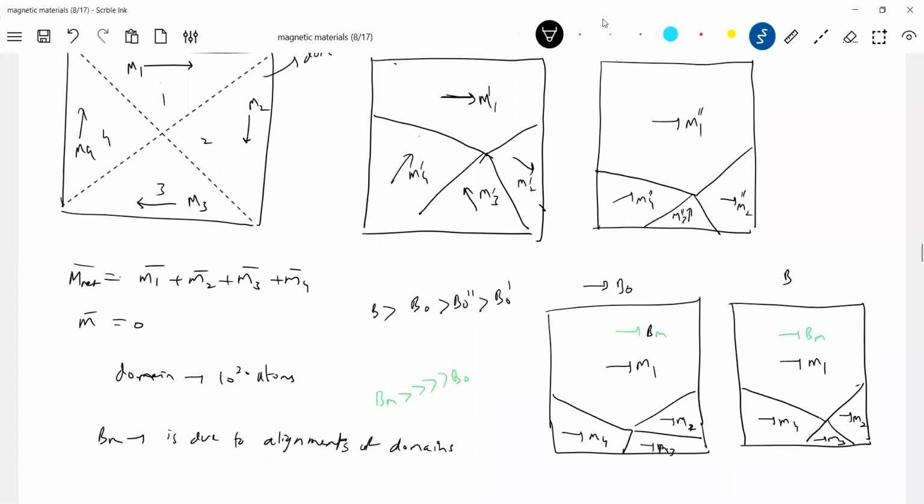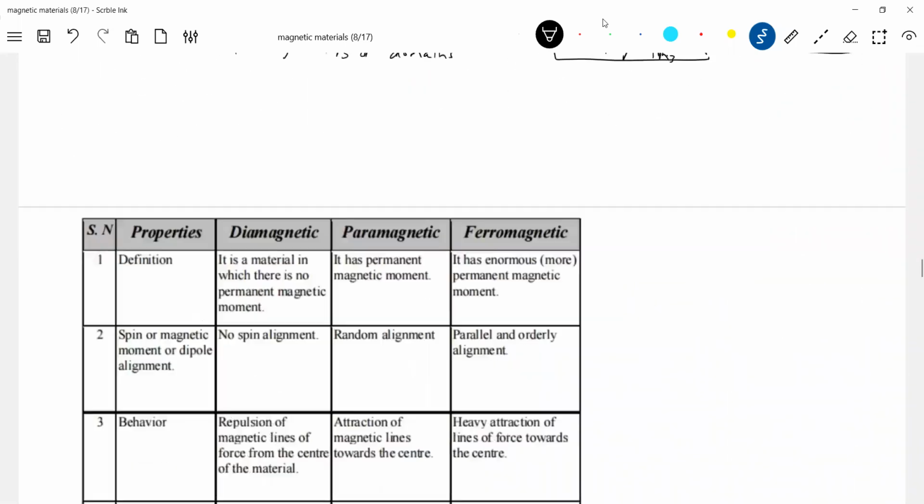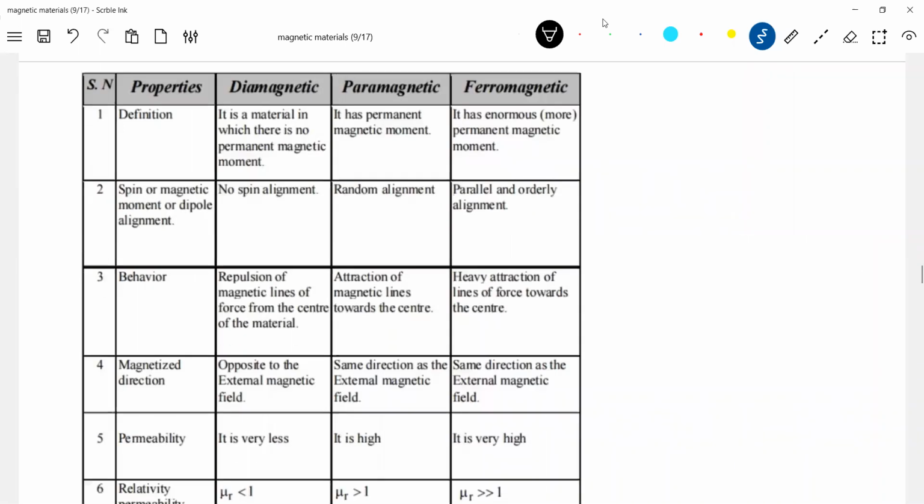Now what are the properties? Let's compare the properties. Okay, first I'll come to this one. This tabular column, I'll put everything in it. Diamagnetic is a material in which there is no permanent magnetic moment. The net orbital dipole moment will be zero.